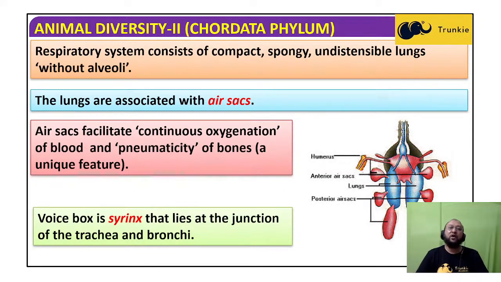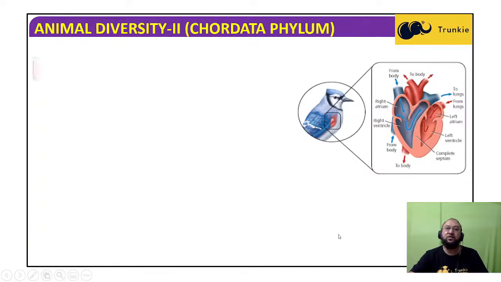The voice box is the syrinx. That's why birds are able to sing songs in the morning time. The sound is produced by the syrinx, which lies at the junction of the trachea and bronchi. That is the reason they are able to produce a unique kind of sound while singing.